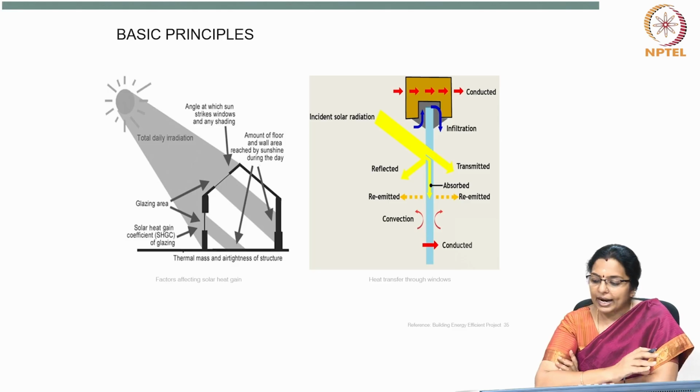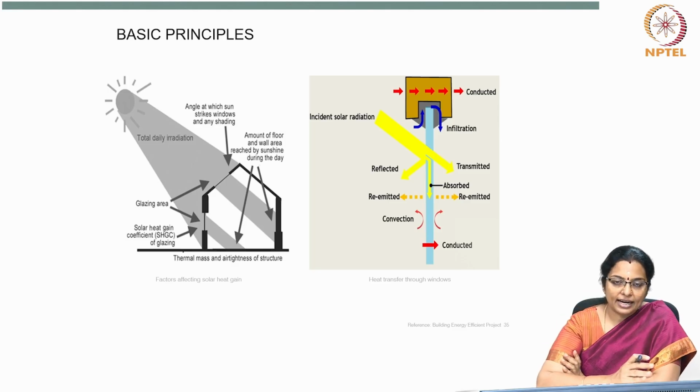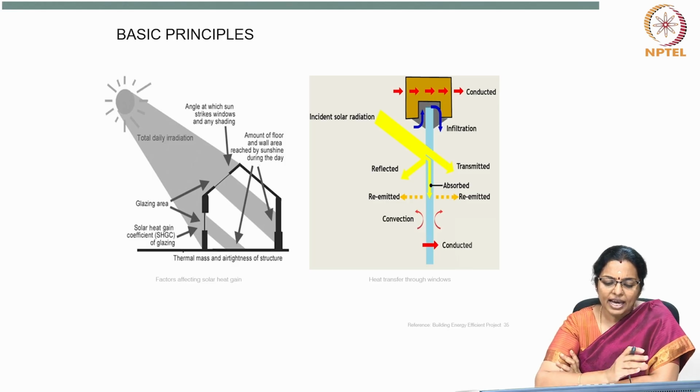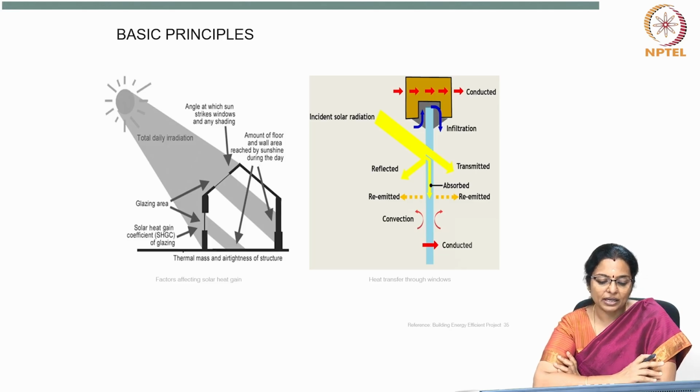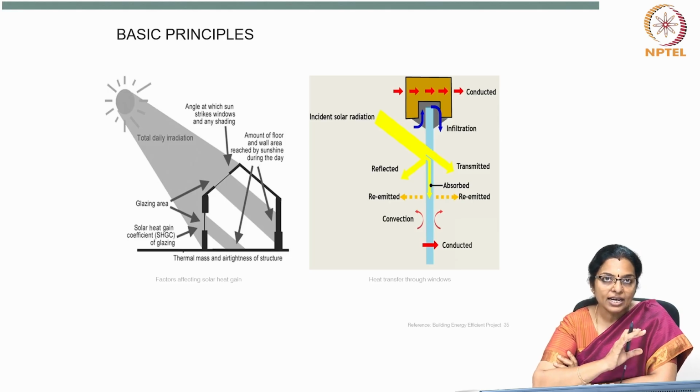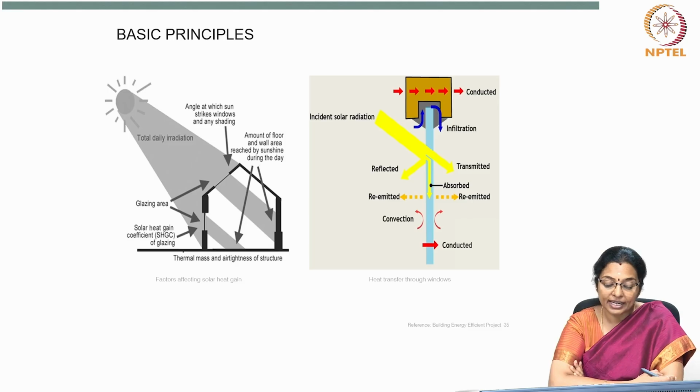Now if you look at the thermal mass and air tightness, the angle at which the sun strikes windows and any shading becomes important, because based on that you will be providing either glazing or openings. You should use appropriate glazing of solar heat gain coefficient, which is correct. The amount of floor and wall area reached by sunshine during the day is very important in designing for gaining heat or losing heat.